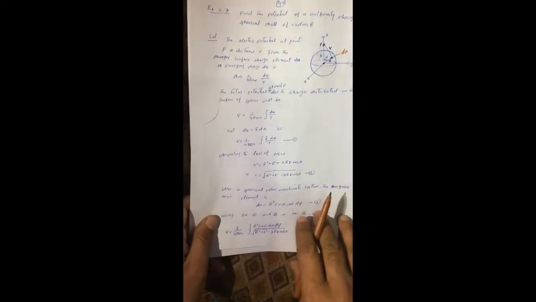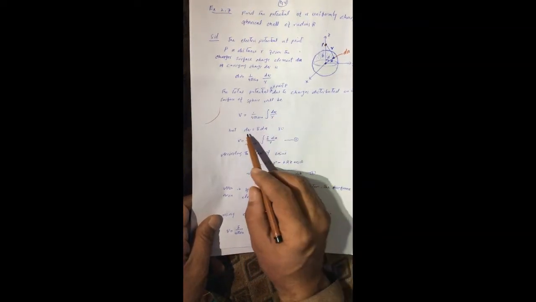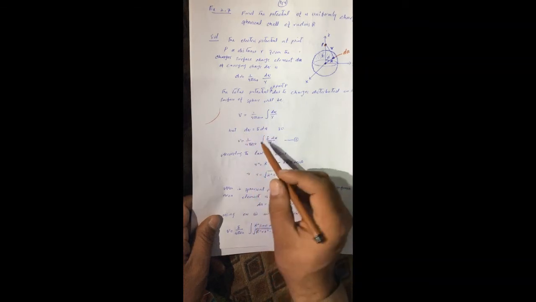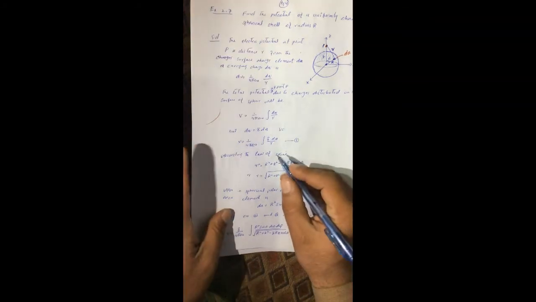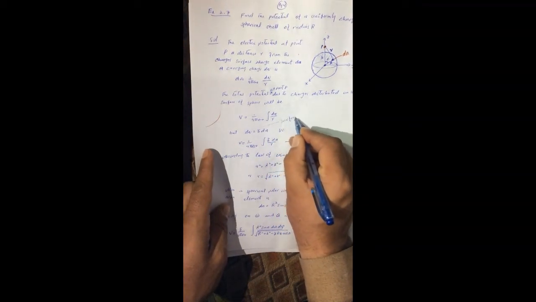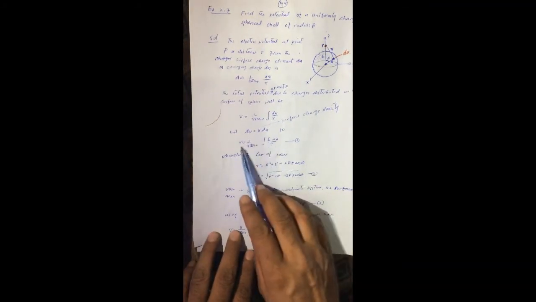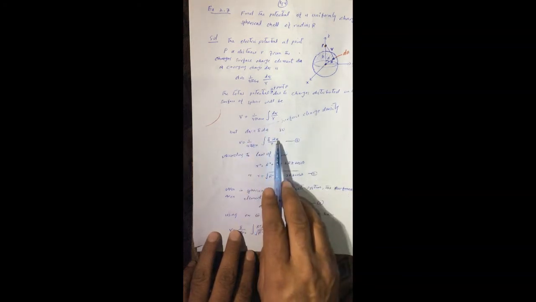Now the charges are distributed on the surface, so I will introduce the surface charge density instead of dq. So dq is equal to sigma times dA, where sigma represents the surface charge density. Now if I put this value in this equation, we have this relation. Instead of dq, I put sigma dA.